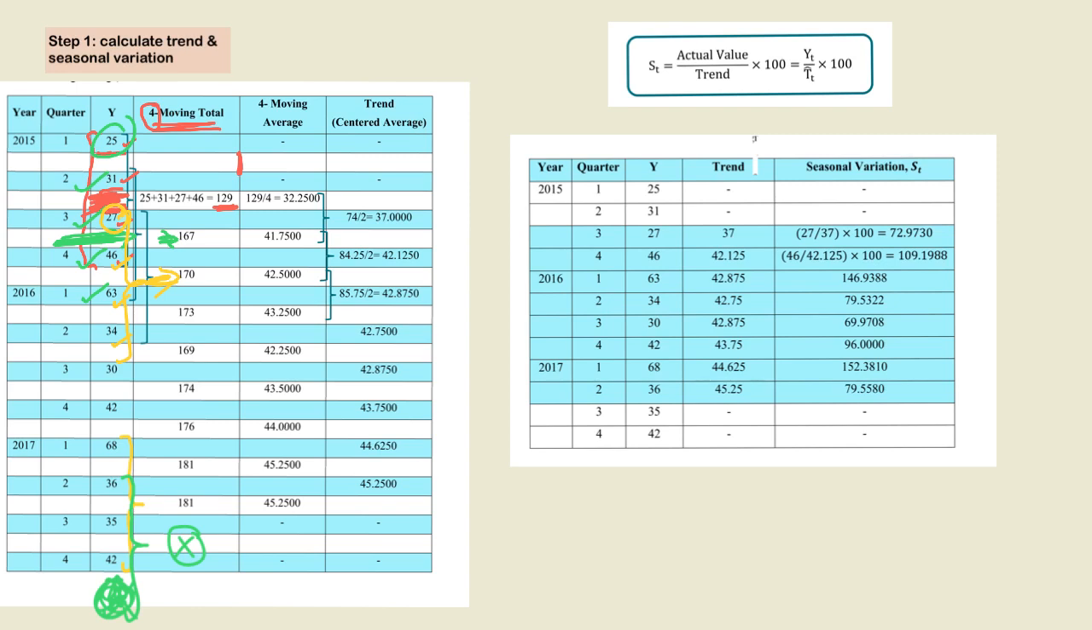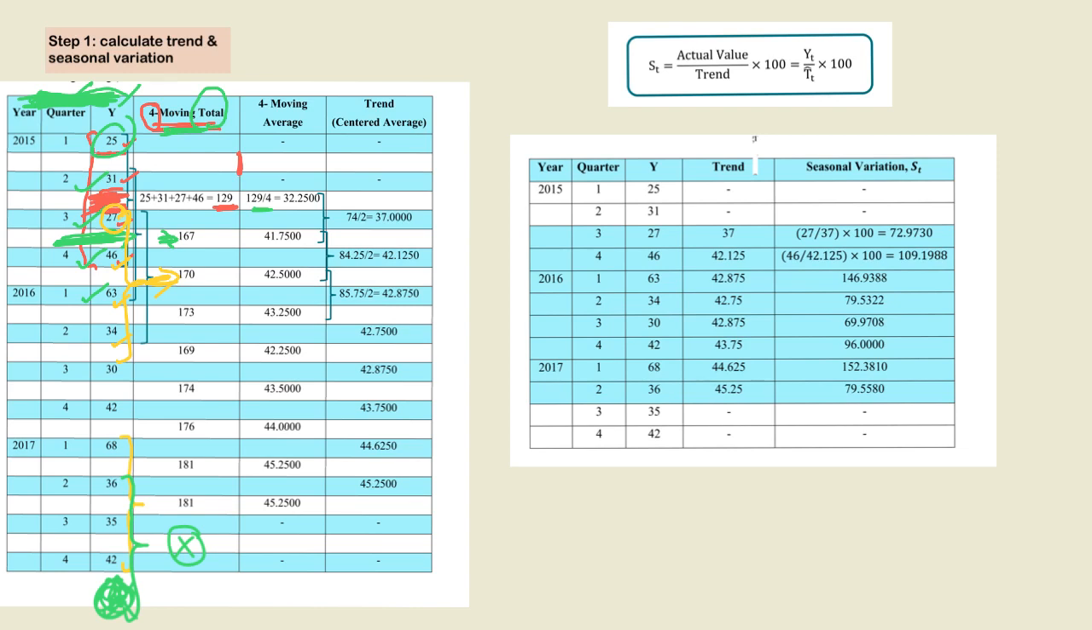So for the next one, we have 4 moving average. So what is 4 moving average? So 129, you need to divide by 4. Why? Because the total just now, the calculation, we actually total up 4 different values. So in order for you to calculate the average, you need to divide by 4. So the first year, quarter and y, there's no calculation. This is from the question.